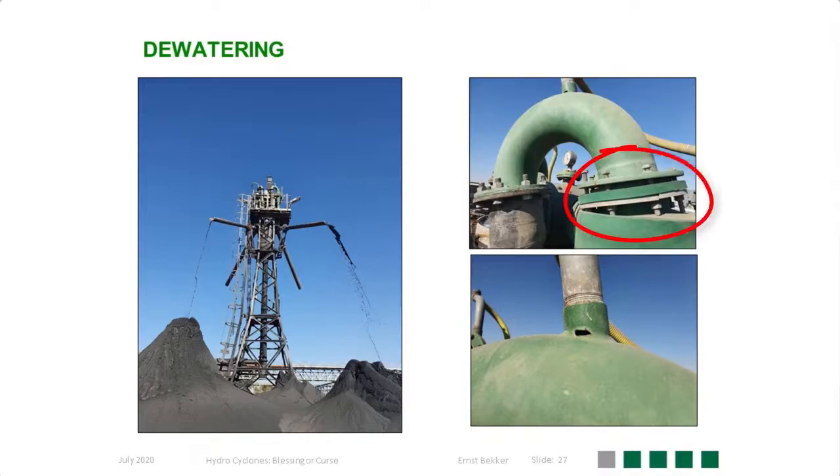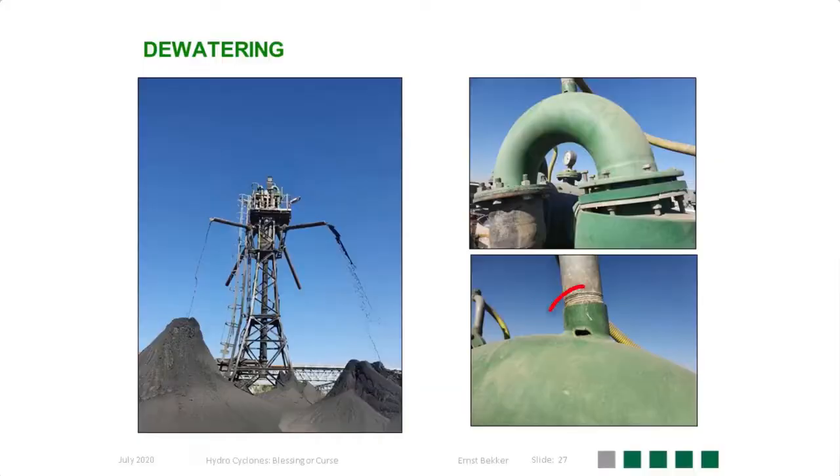The overflow of the cyclone wasn't supported properly. That led to a deformation on the inlet head. Therefore, it affected the performance of the cyclone. Secondly, there was a hole that formed in the overflow pipe. No one picked it up. That hole introduced air in an uncontrollable format into the cyclone, and therefore the effectiveness of the cyclone was compromised.